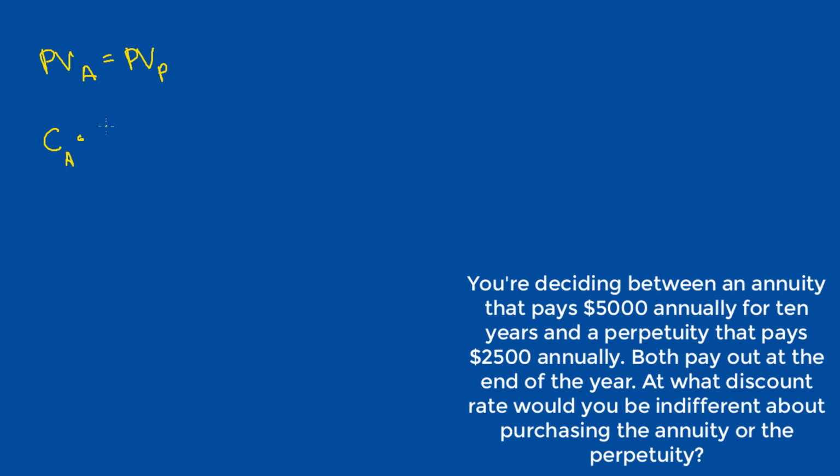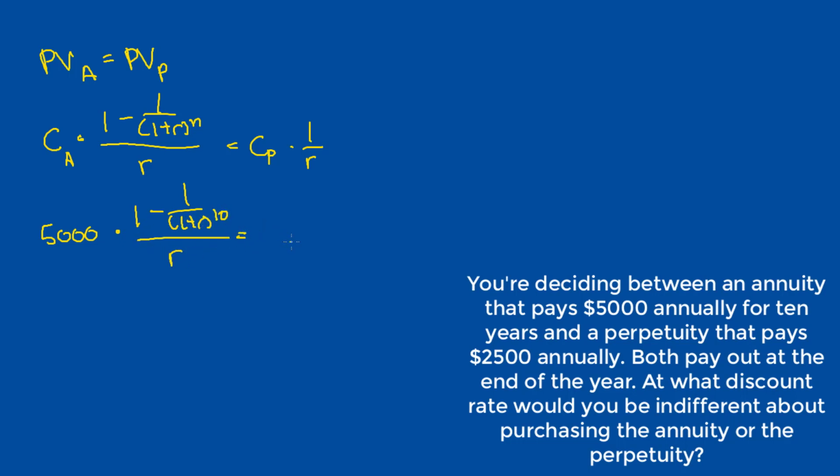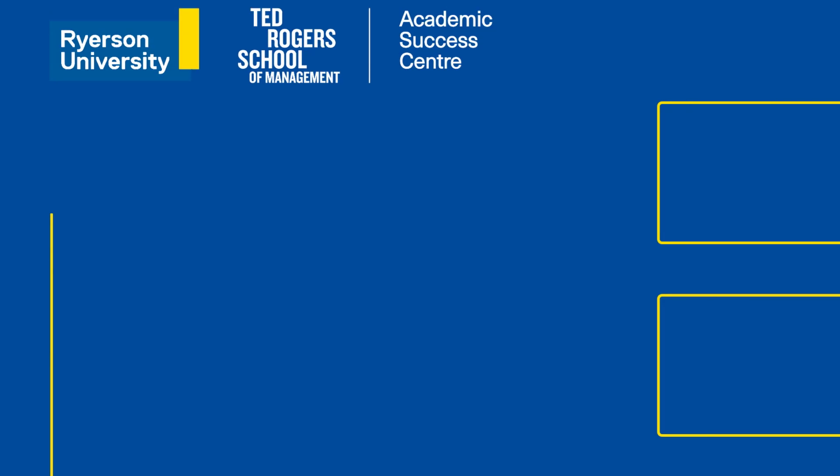So we have the cash flow for the annuities times 1 minus 1 over 1 plus r raised to n divided by r should be equal to the cash flow for the perpetuities times 1 over r. And when we plug in our values, we have 5,000 times 1 minus 1 over 1 plus r raised to 10 over r is equal to 2,500 times 1 over r. And now what we're trying to do is isolate for r. Suffice it to say that when we do, we get r is equal to 0.072. That brings us to the end of the video.